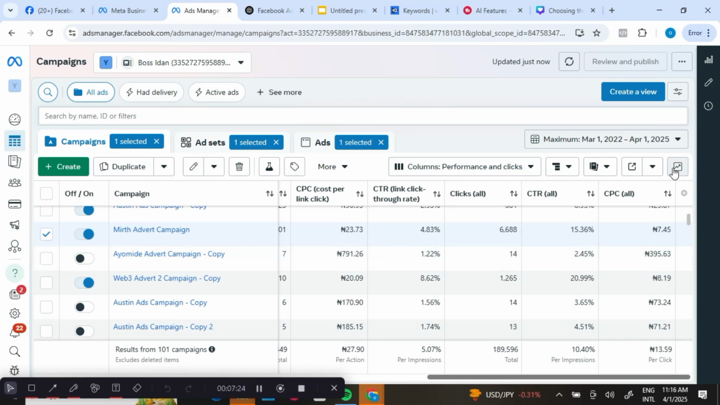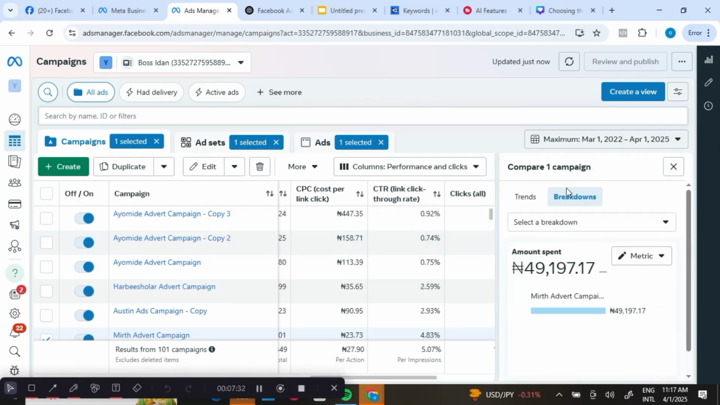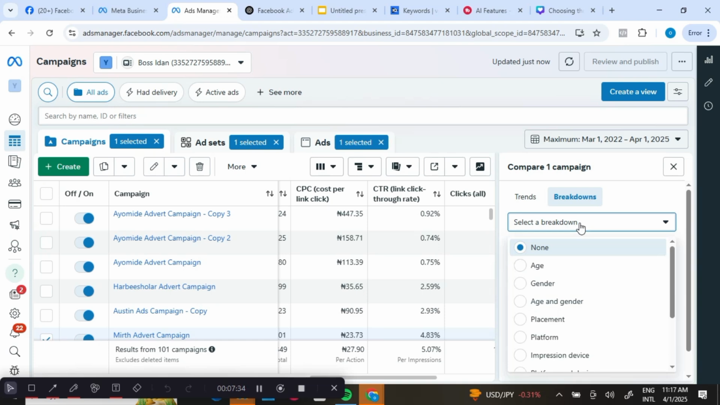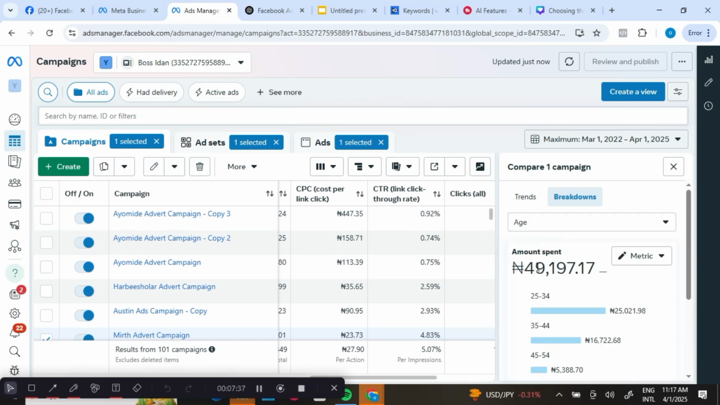Also, if you come to this place, you can see what they wrote here: view performance chart. So this will give us more details. Now select a breakdown. Let me see age. How much am I spending per age? So for age 25 to 34, I've spent 25 naira. From age 35 to 44, I've spent 16 naira. From age 45 to 57, I've spent 5,000 naira.